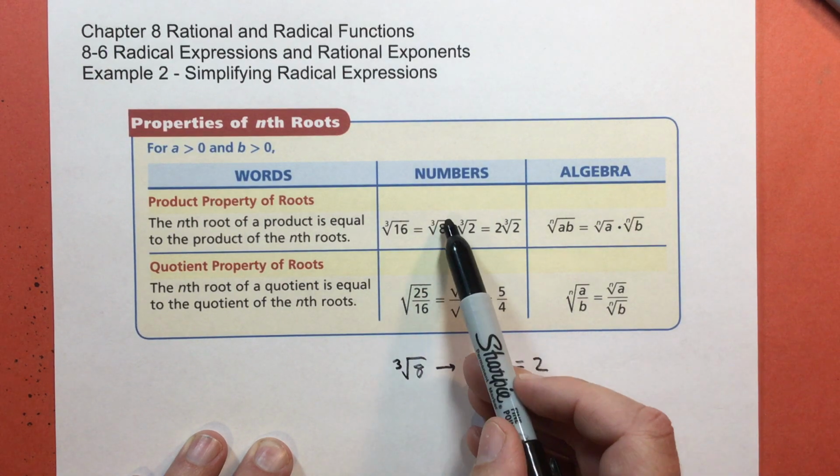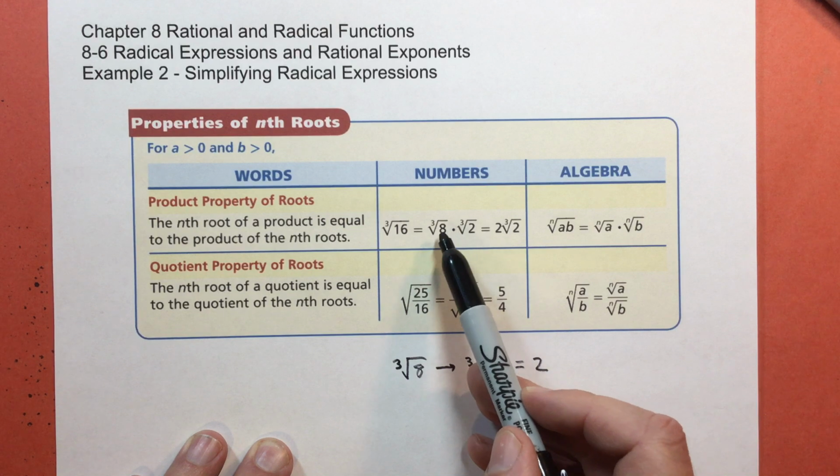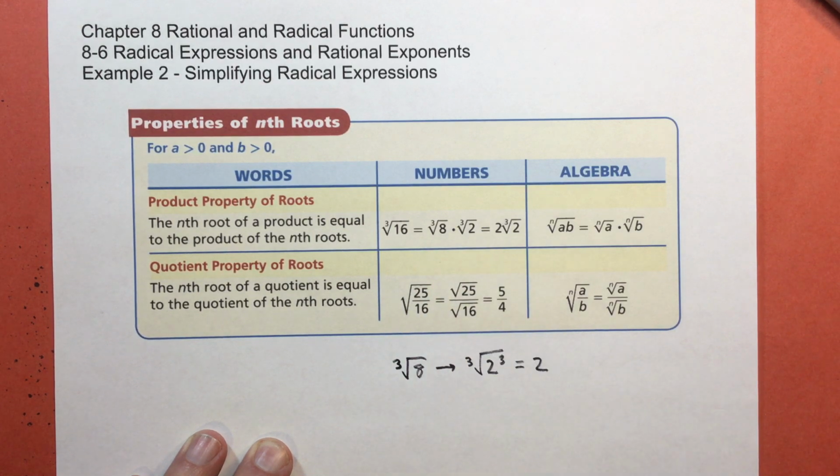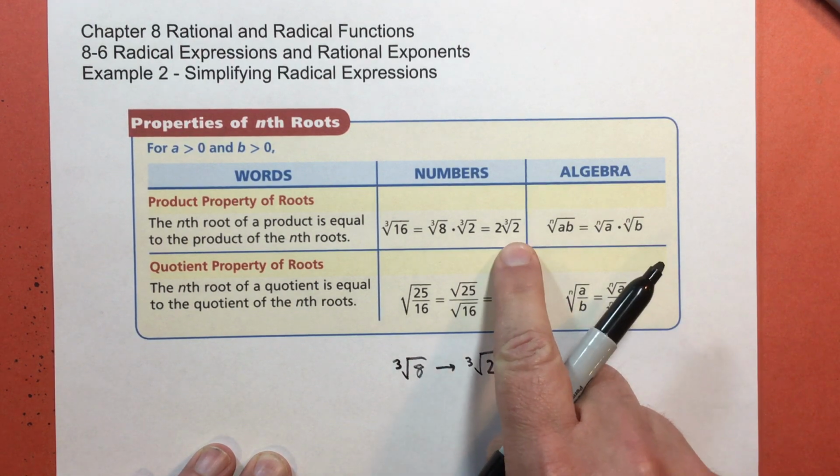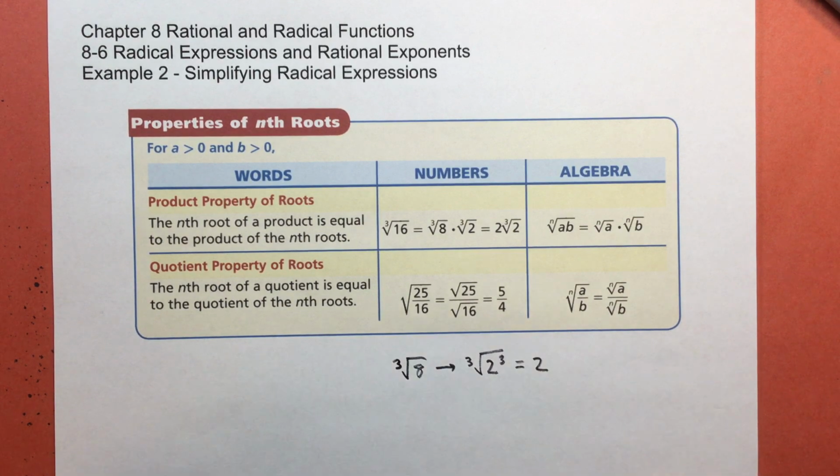So what we have here is that I can bring out 2 times whatever this is. Now, I don't know what the cube root of 2 is. It's going to be irrational, like the square root of 2 is irrational, which means it's going to be a decimal that continues forever. And for our purposes, we just leave it like that. We're not going to be estimating unless the directions specifically say estimate, maybe in an application problem. Otherwise, we're going to leave everything in radical form.